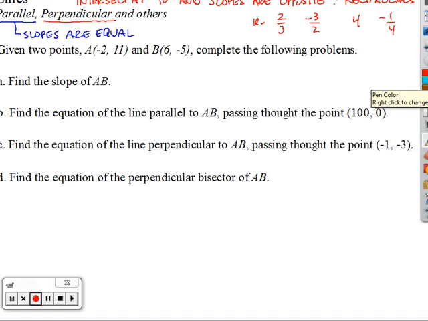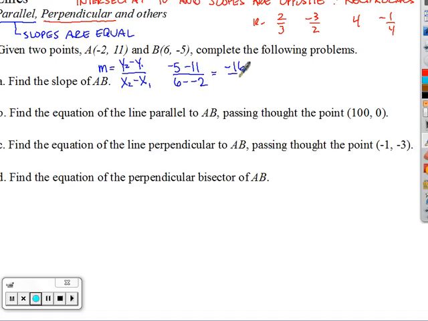So we have an equation for slope from way back in our Algebra 1 days, and that will be y2 minus y1 over x2 minus x1. So if we subtract the y values, divide that by the difference of the x values, we'll have our slope. So -5 minus 11 over 6 minus -2 gives us -16 over 8, which is a slope of -2.